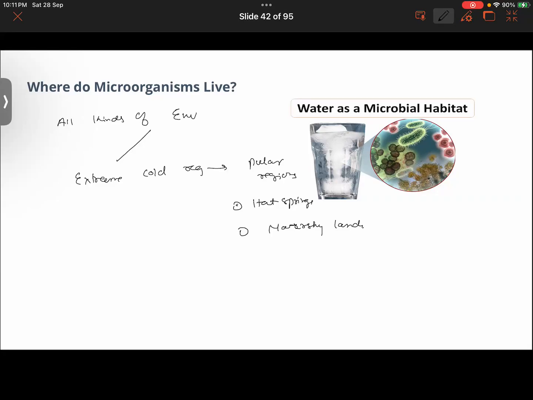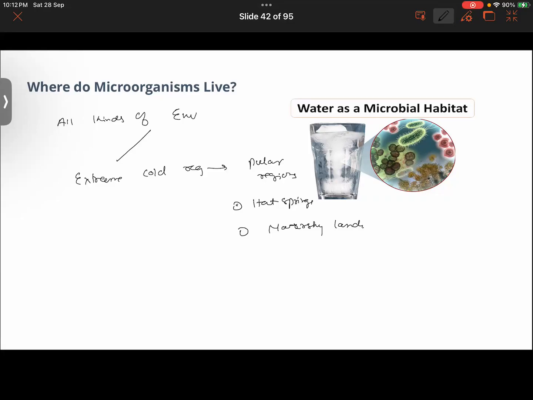It's basically a wetland, where the water is covered with small grasses and mosses and other soft plants, plants that have a soft stem. From a distance it will appear like it's land, but when you step on it, it will be water basically. Marshes are commonly found at the mouth of the river. So there also microorganisms can be found living.